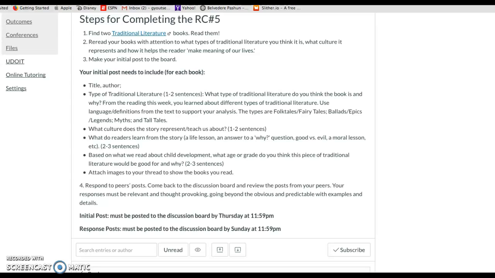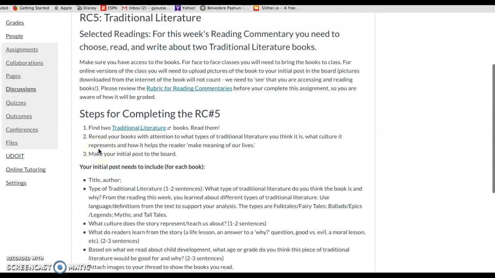Please be sure that you are responding to at least 2 peers in a way that's hopefully going to extend the conversation. Remember, your response posts are due by Sunday. If it's easier for you, make a little note on your computer or set an alarm on your phone that will help you to remember to respond to your peers so that you do ensure that you get those 2 points for this reading commentary.